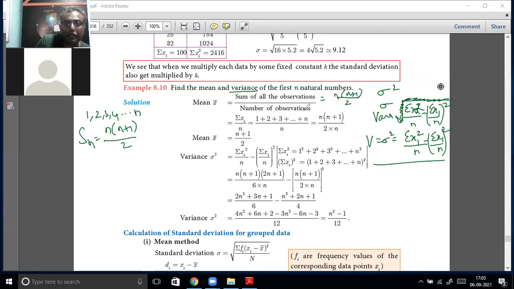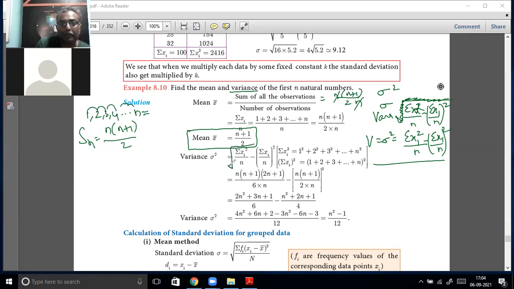Then divide by the number of observations. How many numbers are there? 1, 2, 3, 4, like that, n numbers are there. So divide by n. The n and n will cancel. n plus 1 by 2 is your answer. So what is the mean? x bar is equal to n plus 1 by 2. Very simple. Now variance, that's what I told you.